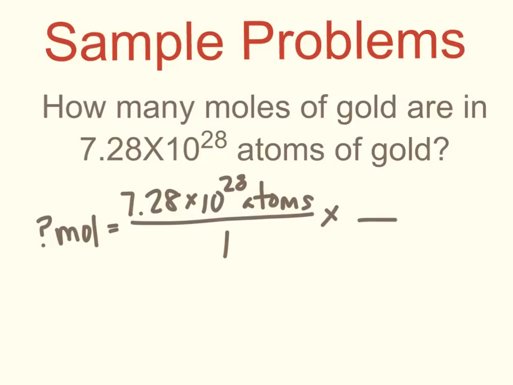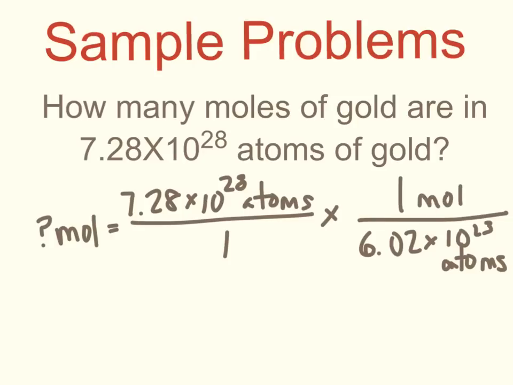Now I want atoms to cancel out, so it's going to have to go on the bottom of my next fraction. From our previous slide, we know that Avogadro's number, 6.02 times 10 to the 23rd, goes with the unit atom. And that number is equal to 1 mole. So in my next fraction, I put atoms on the bottom and moles on top.